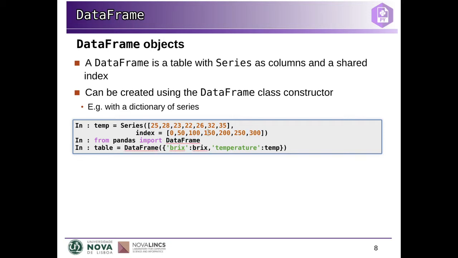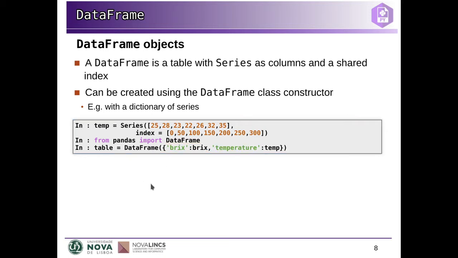So every 50 hours we took a temperature measurement, and we stored all the values here. We create a series with the index, which are also the hours when we took those measurements, and now we create a data frame. We import the DataFrame class from pandas, and now we use the DataFrame class to create a table with two columns.